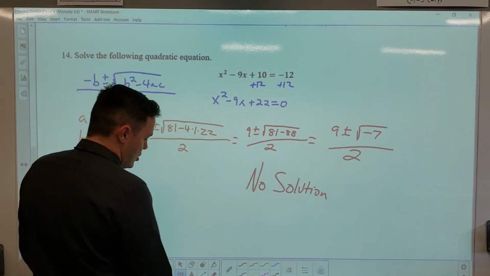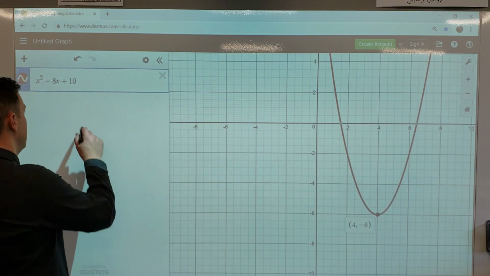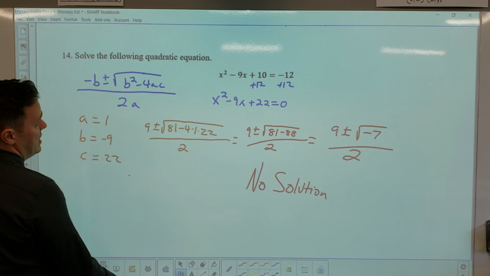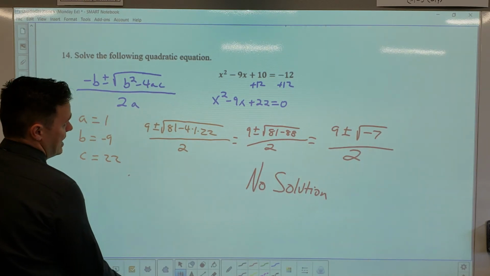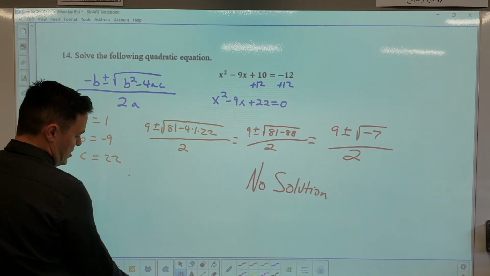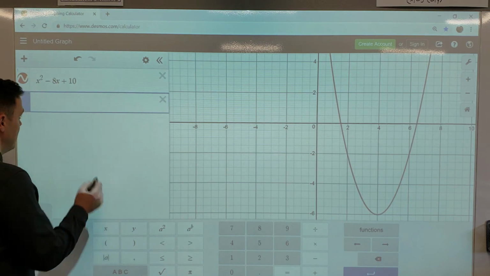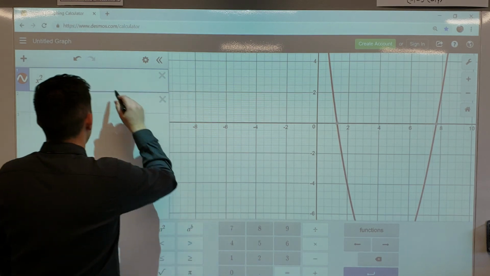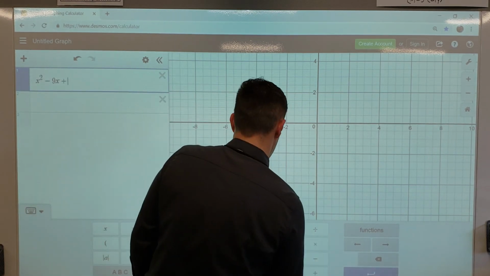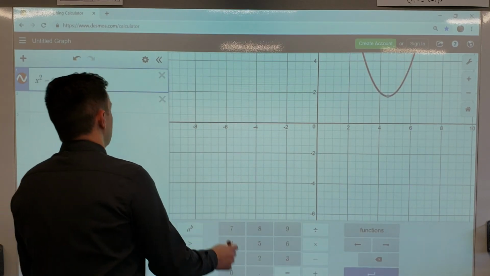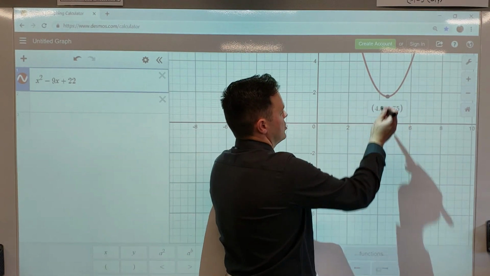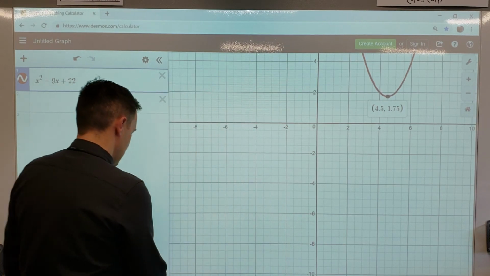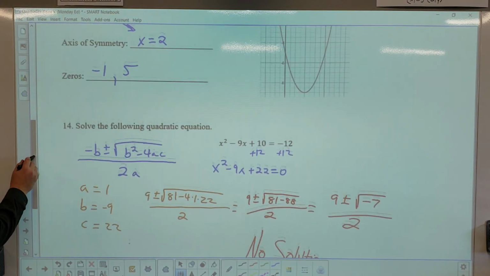Why do I know it's no solution? Technically speaking, if I graph it in Desmos, you get the same setup and answer. So it would be x squared minus 9x, and then I'm going to go plus 22. Ladies and gentlemen, no solution because it never comes down and crosses the x-axis. So there is no solution for x.